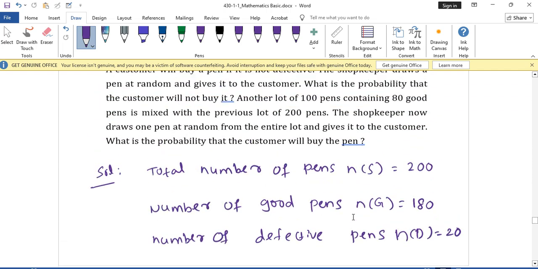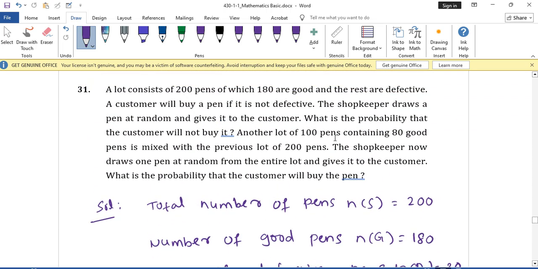This is the first case. In the second case, another lot of 100 pens containing 80 good pens is mixed with the previous lot of 200 pens. One more 100 pens are added to the previous 200 pens, so the number of pens is equal to 300. Here good pens are 80 out of 100, which means 20 are defective pens.